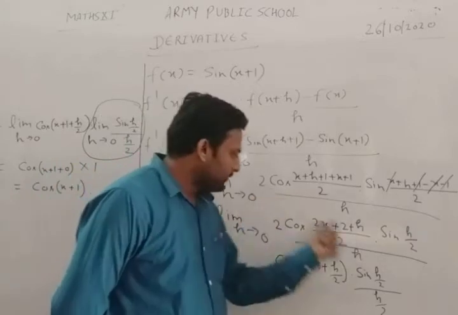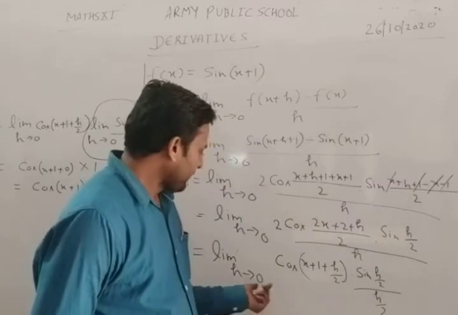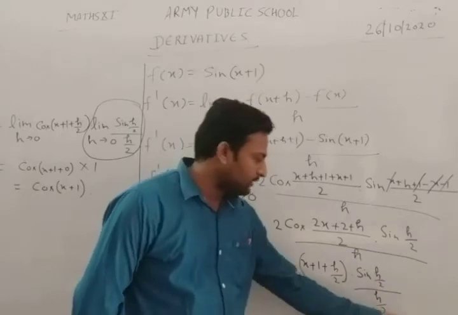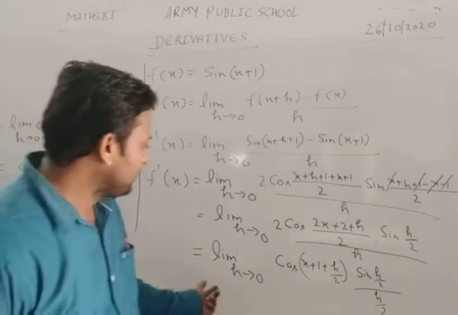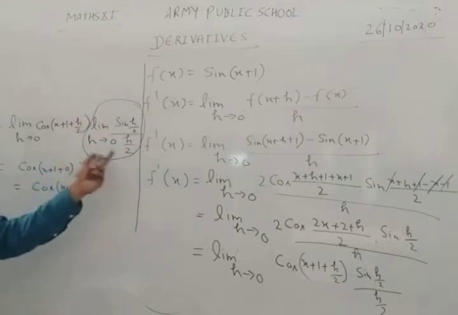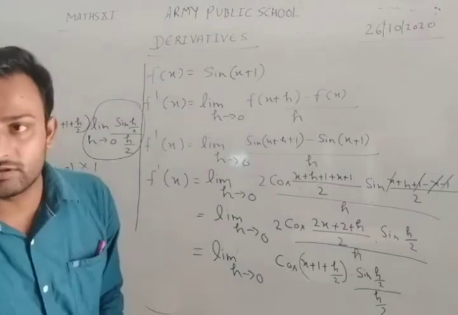Now this 2 we are sending to the denominator of h, so we write limit h tends to 0 cos(x + 1 + h/2) sin(h/2) divided by h/2. Now there are two functions, first and second, so we apply the limit with both functions separately. You know this term is 1, and when we put the value of limit h tends to 0 in the other, we get cos(x + 1 + 0), so the answer is cos(x + 1). Now we will see the next question.